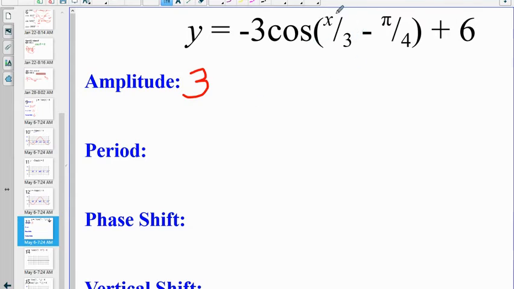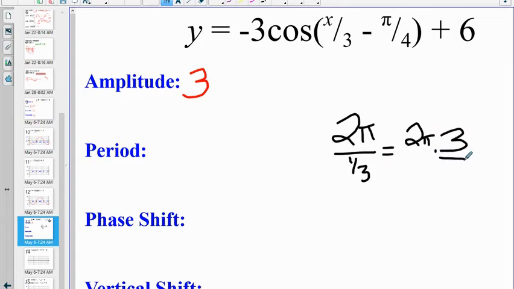I'm going to think of this as 1/3 of X. And so my period is going to be 2 pi divided by that 1/3. This is x over 3. That's the same thing as 1/3 x, and my period is 2 pi divided by that k value that's multiplied by the x. And then 2 pi divided by 1/3 is the same as 2 pi times 3, which is 6 pi.